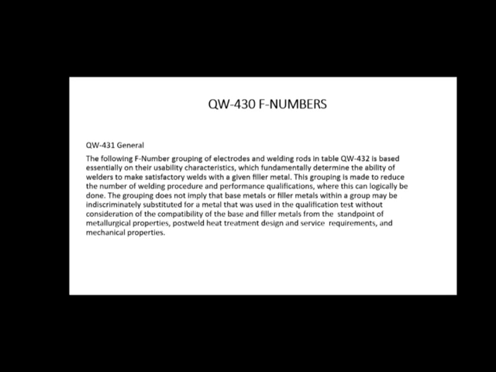They grouped it and said, okay, if the welder can qualify with one of these filler metals, he gets all of them. They're all grouped together. It's going to save us a lot of time and money. It's close enough to be in the same thing. They have the same usability characteristics. We're going to go with it. So that's why they did it. That's why they grouped it, made things into F numbers.